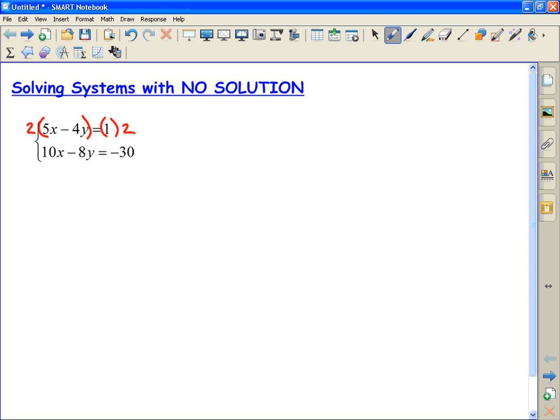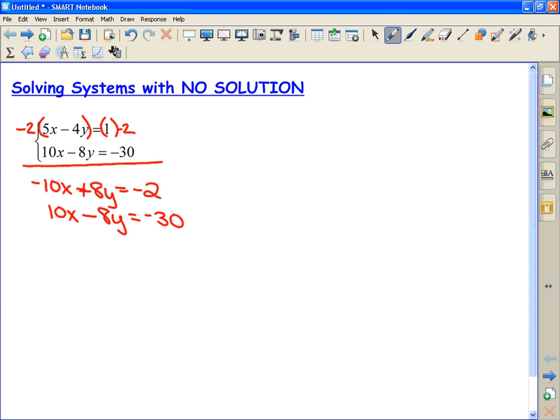Now remember, my goal is to add these equations together and get either the x's to go away or the y's to go away. Since I've chosen the x's to go away, I would really like one of these to be a positive 10 and one of them to be a negative 10. So instead of multiplying by 2, I think I would like to multiply by negative 2. So I need to go ahead and multiply everything in that top equation by negative 2. That'll give me negative 10x plus 8y equals negative 2.